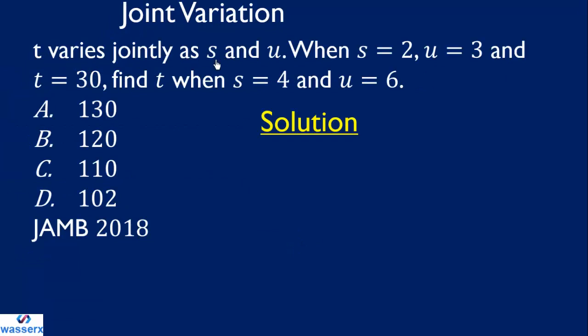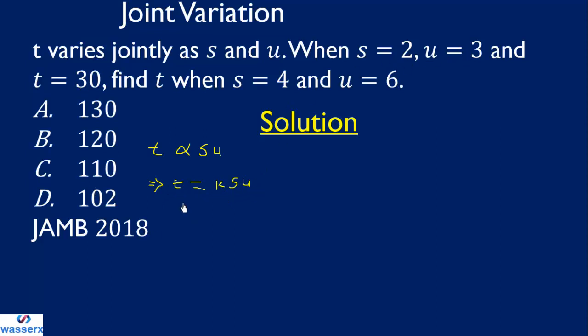T varies jointly as s and u. When s equals 2, u equals 3, and t equals 30. Find t when s equals 4 and u equals 6. So this is a joint variation. So t varies jointly as s and u, so we introduce our constant of proportionality. T is equal to k times su.